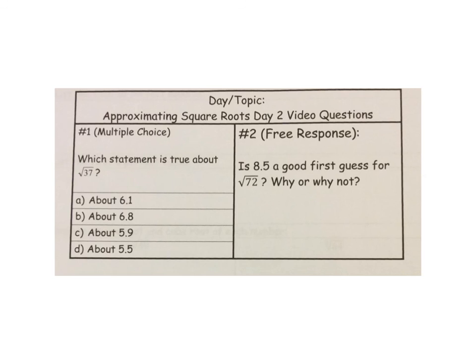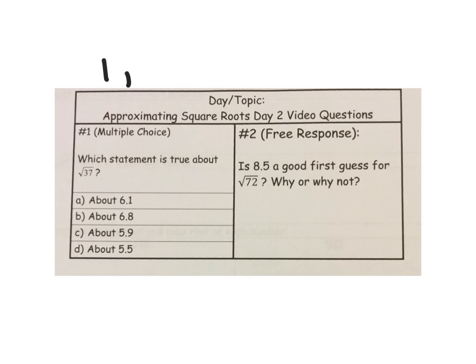So I would like you to try to estimate which statement is true about the square root of 37, and then give your opinion of whether 8.5 is a good first guess for where the square root of 72 would fall. And for both of these, you should be thinking of your perfect squares.